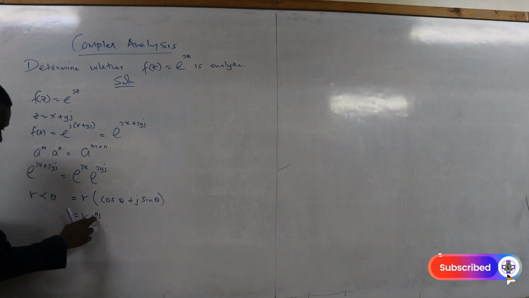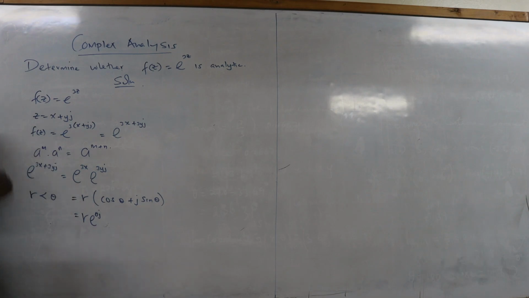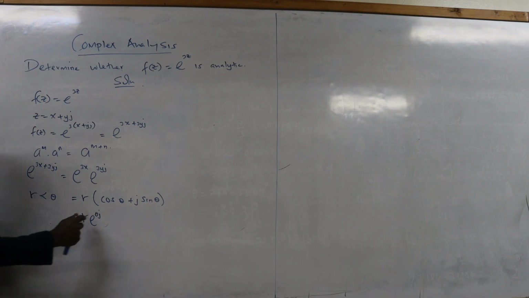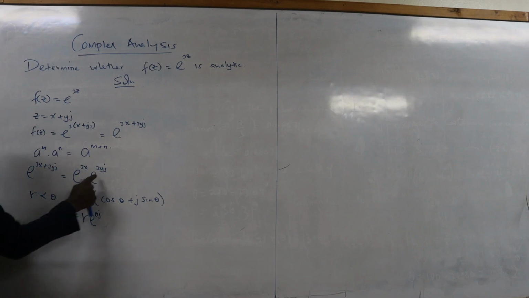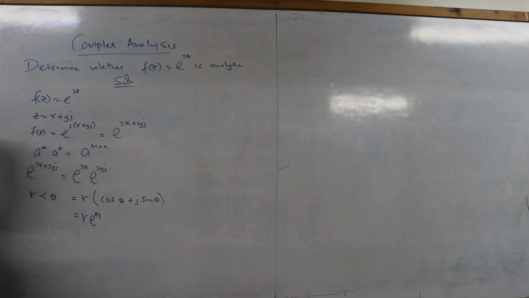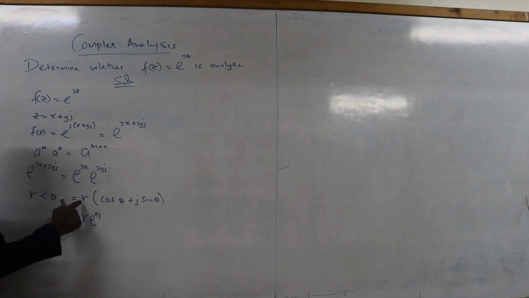But now our value theta here, any value before the j represents your angle. So if you have theta here, what do we have here? We have 3y. And since this one is appearing in this form, we can assume now this one is our r, but not necessarily.